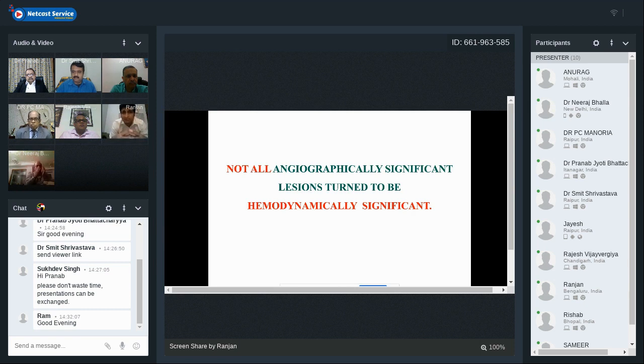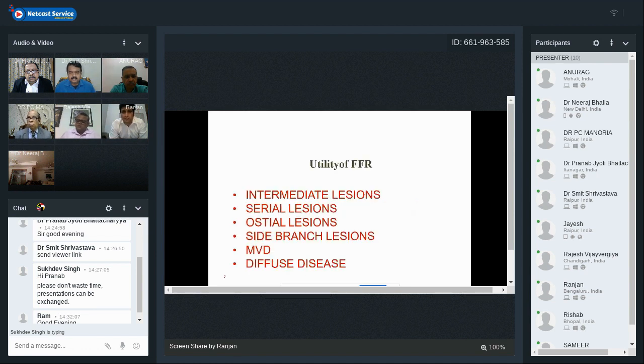But we don't really think about the territory it is supplying, whether that territory is viable, whether the territory is small or big. So we do not really think about the physiological aspect of the block. We just look at the anatomical aspect of the block. And that's where the coronary physiology-mediated measurements have their own role.